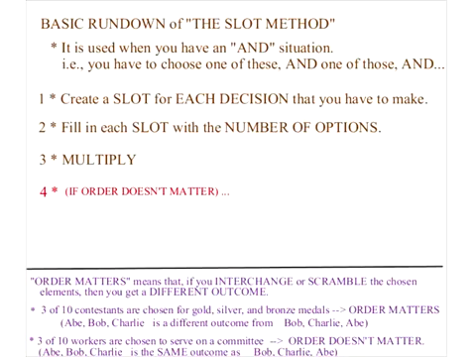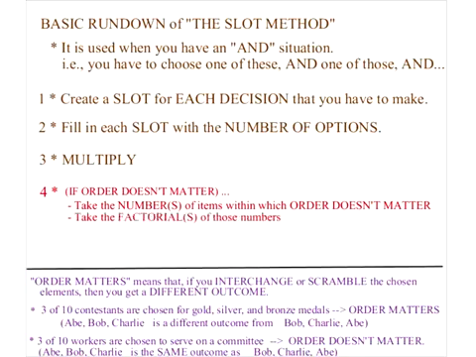You take the numbers of items within which order doesn't matter, and then you take the factorial or factorials of those numbers, and then you divide.